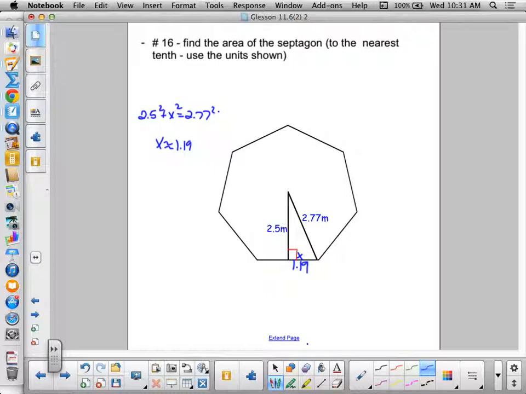And then multiply that by the apothem divided by 2. I'm going to find the area of the triangle this time. So 1.19 times 2.5. I divide that by 2, and then I multiply it by 2 again, and I get that this triangle here is about 2.975 for the whole thing. So times 7, 20.825 is the area. Now it said the nearest tenth, so I'd say 20.8 meters squared would be the nearest tenth. So make sure we round it appropriately.